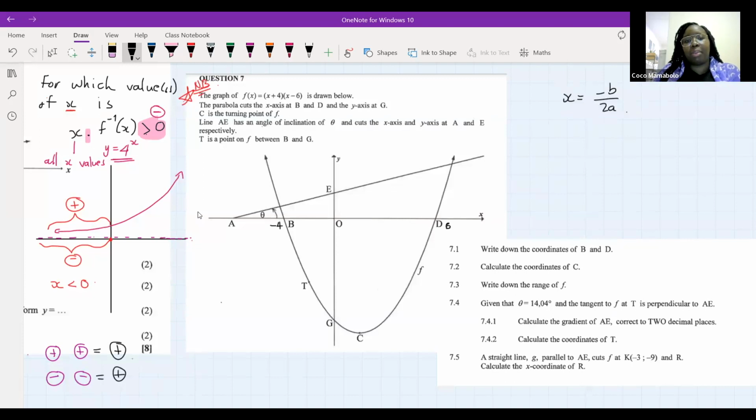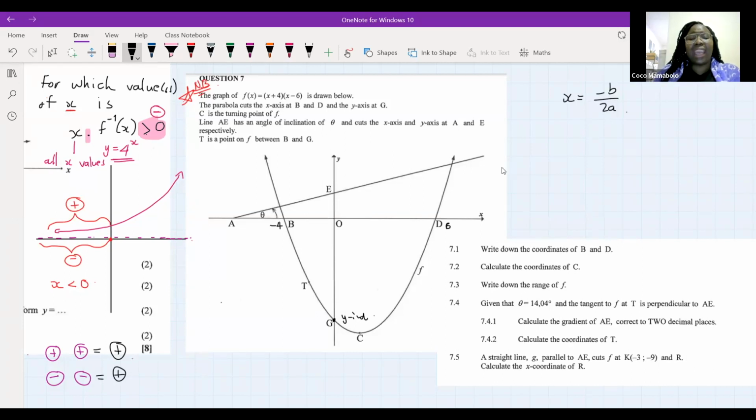Okay, it says the parabola cuts the x-axis at B and D and the y-axis at G. All right, so that also tells us a lot, because if it cuts the y-axis, we know that this is the y-intercept where x is equal to 0. We can find that if we FOIL that out. Right, C is the turning point of f. Line AE has an angle of inclination, theta, and cuts the x-axis and y-axis at A and E.